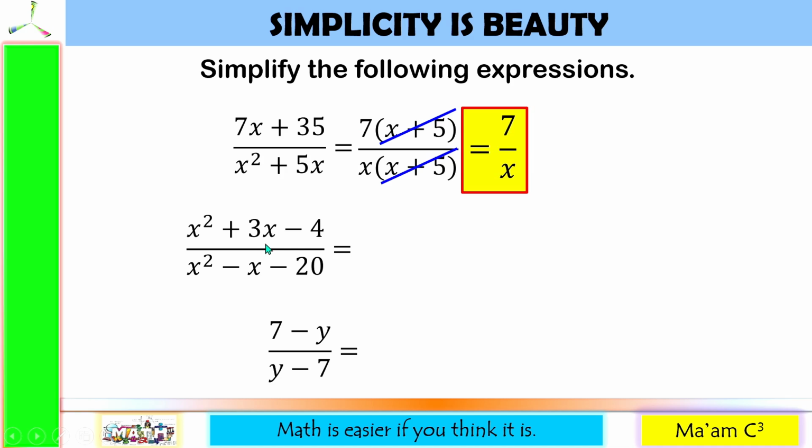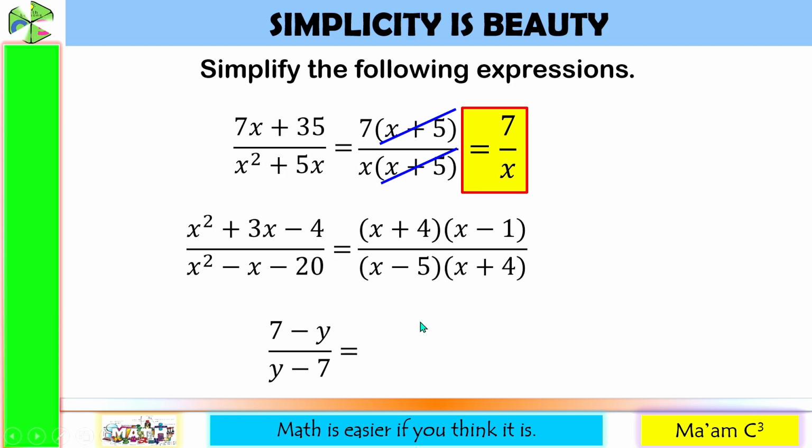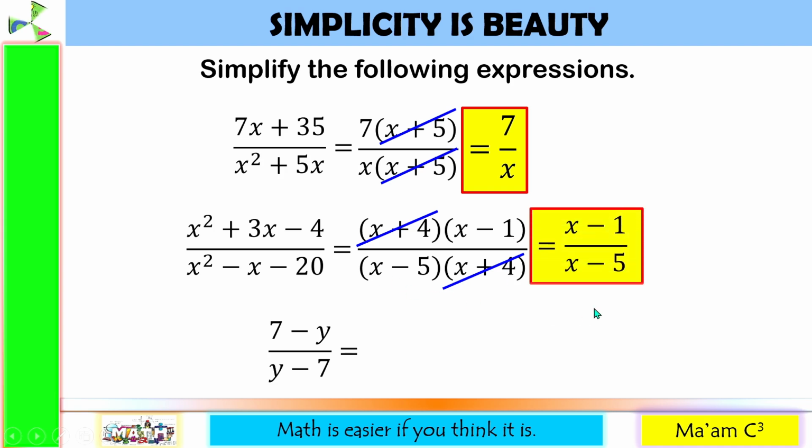Next one, this is a trinomial where a is equal to 1. The factors of this are quantity x plus 4 times quantity x minus 1. While this one, the denominator, quantity x minus 5 times quantity x plus 4. If you are having trouble determining the factors, you may go back to our previous lessons. We have discussed this thoroughly. Okay, now let's look for common factors. We have x plus 4 here and also in here. Let us cancel them. So we have x minus 1 over x minus 5.